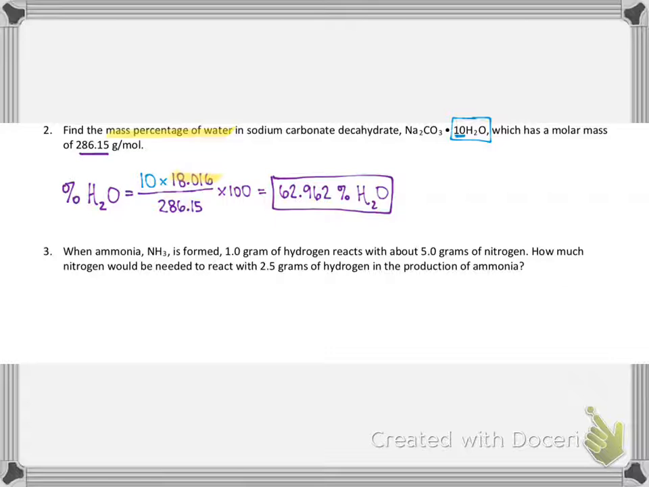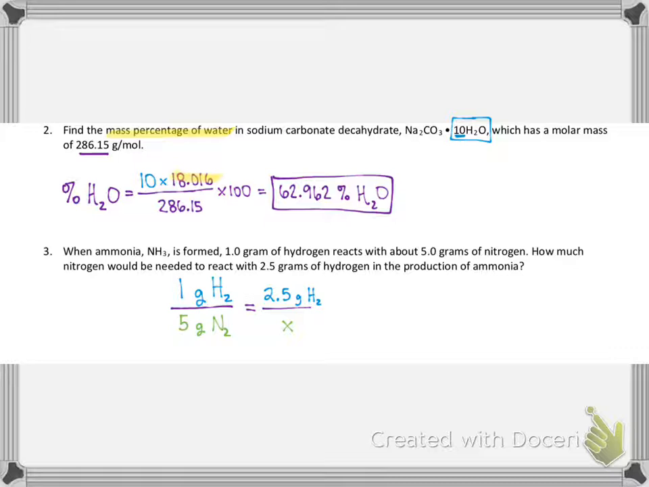In this problem, we're going to use the law of definite proportions. Because it says when ammonia is formed, 1 gram of hydrogen reacts with about 5 grams of nitrogen. So how much nitrogen would I need if I was actually reacting with 2.5 grams of hydrogen? Well, you can set this up. There are multiple ways to solve this, but you can set it up as a simple proportion. I know that for every 1 gram of hydrogen, 5 grams of nitrogen will react.